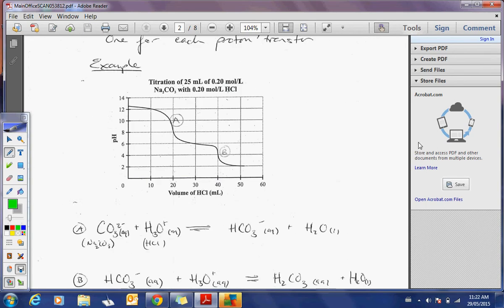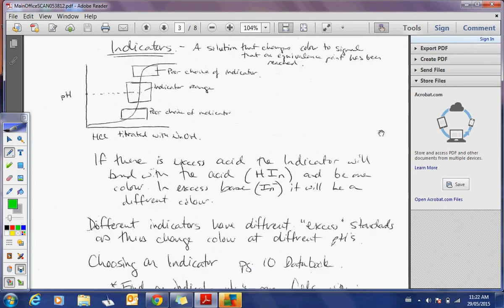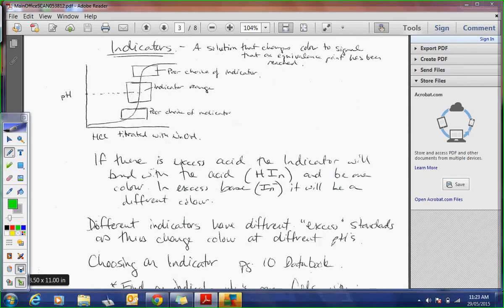Okay, so when you're choosing an indicator, you have a look at the graph and you go, I don't like this bit there, I don't like this bit here, but this zone there is where I can choose an indicator to change color. And if it changes color, happy days. So this is a bit of blurb about how indicators work. Basically, if there's an excess acid, they're one color. If there's an excess base, they're another color. So 2 different colors depending on if it's an acid or a base, because it itself exists in an equilibrium.